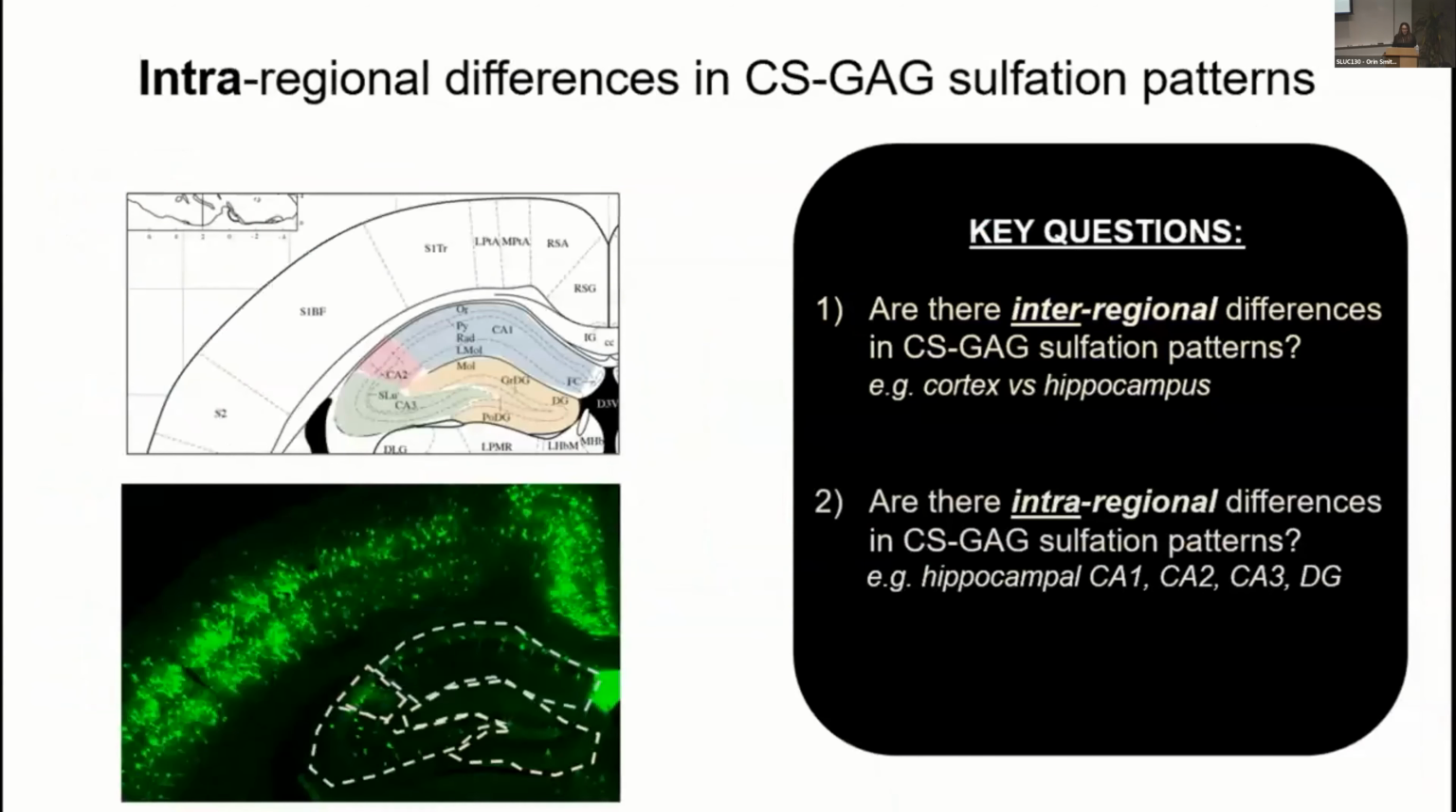The second question I wanted to answer was, are there intra-regional differences? And this would be between regions within the same general region. And I chose the hippocampus because morphology-wise, it looks as though the PNNs take a different shape based on whether you're in the CA1, 2, 3, or DG. For example, the CA2 in pink forms like a mesh-like formation. The CA3 has a punctated-like formation, and the CA1 and DG show more of extension coverage of the processes.